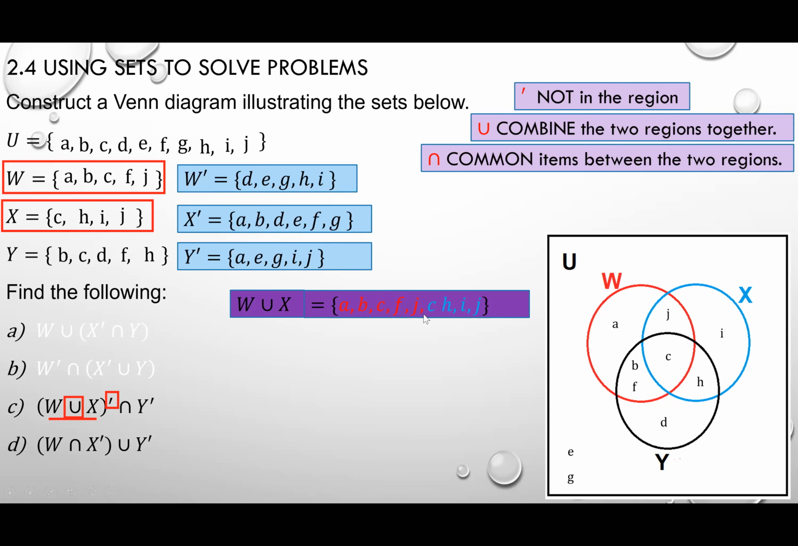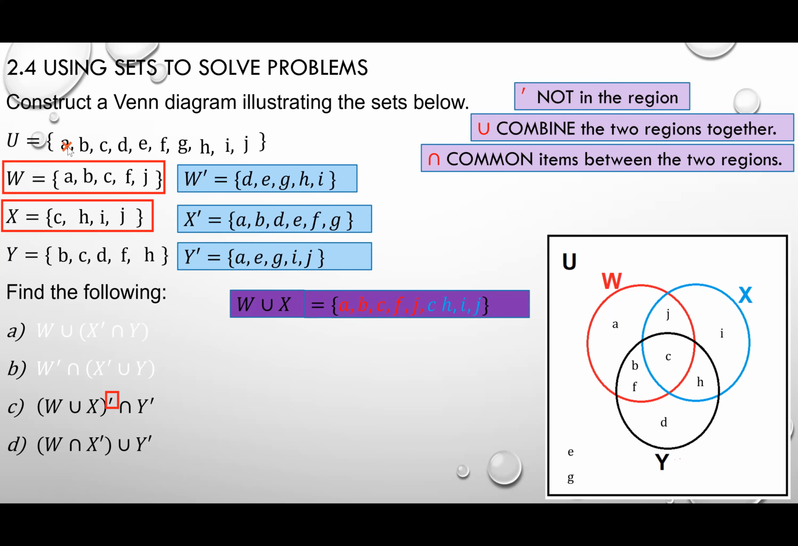Because of the union, it doesn't matter. You just put the first item you see together with the second item you see. It's fine, they don't care if you repeat it. So once you have this, is that what they asked me? Well, they say combine them together, and that's what you did. But then they say, whatever you just combined, I don't want it. Throw it away, and give me everything outside of what you just have.